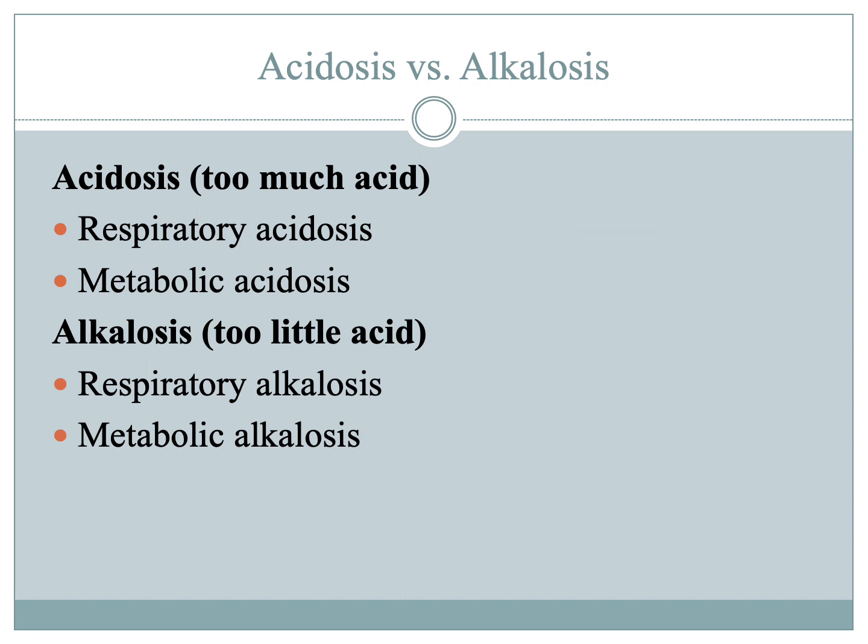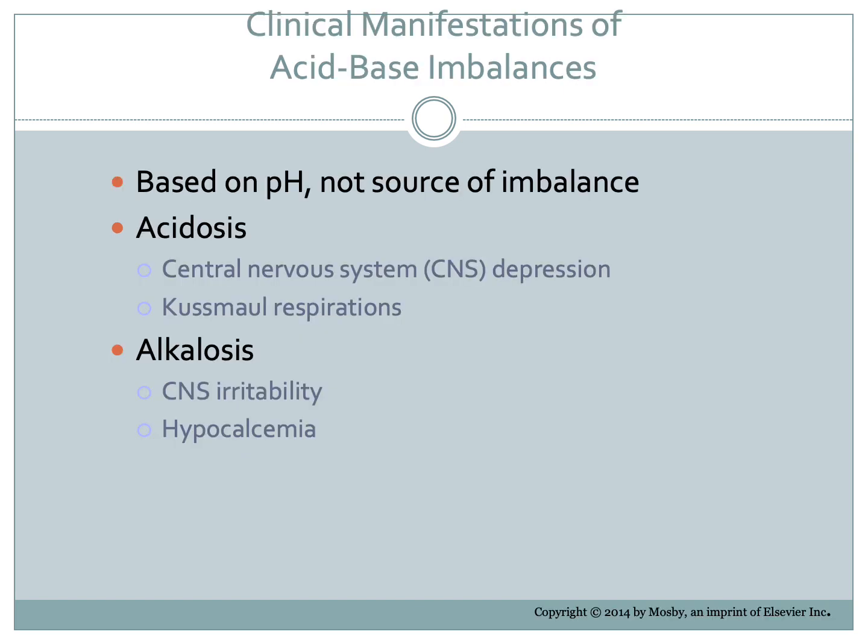So there are four basic patterns of imbalance. They're classified as acidosis or alkalosis and respiratory versus metabolic. So you have respiratory acidosis, metabolic acidosis, respiratory alkalosis, and metabolic alkalosis. Oh gosh, how do you tell the difference? Well, we'll talk about that.